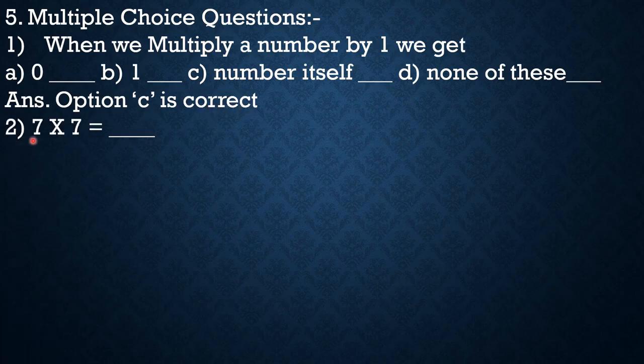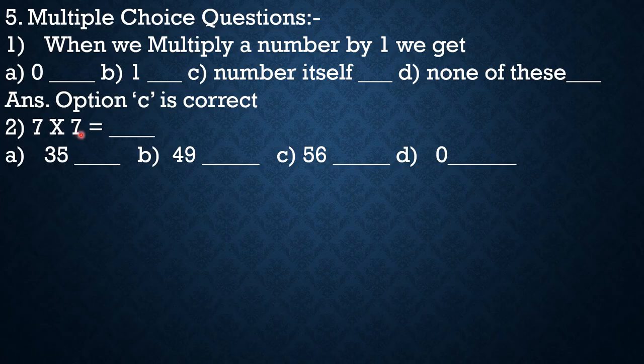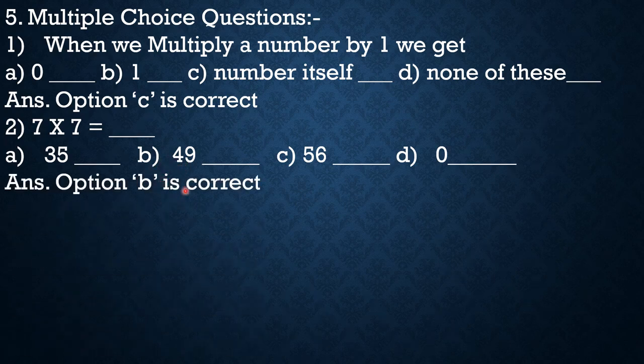Now in question number 2, 7 multiplied by 7 is equal to dash. So here we have to speak the table of 7. So let's start. In A part it is given 35, in B part 49, in C part 56 and in D part 0. Okay, so let's start speaking table of 7. 7 ones are 7, 7 twos are 14, 7 threes are 21, 7 fours are 28, 7 fives are 35, 7 sixes are 42, 7 sevens are 49. So in which option it is given? It is given in option number B. So option B is correct.